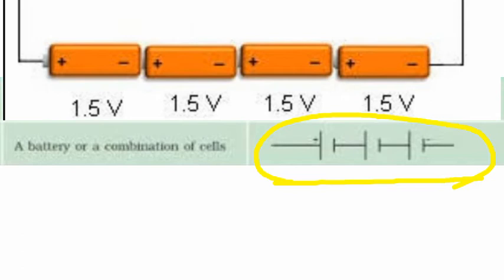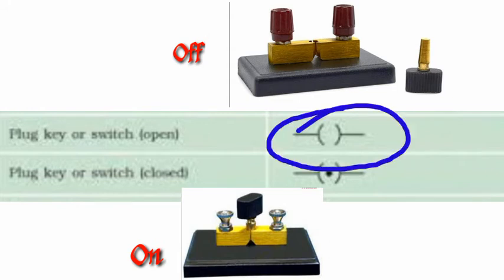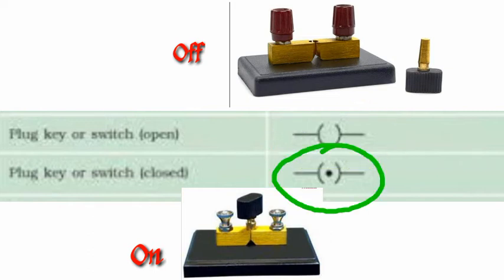Then the next component is the key. That means instead of switch we are using the term key. Switches can be used in two modes, the on condition and the off condition. Instead of that, here we use open key and closed key notations. Open key means the switch off condition and is represented this way. A closed key represents the switch on condition, which is represented in this manner.